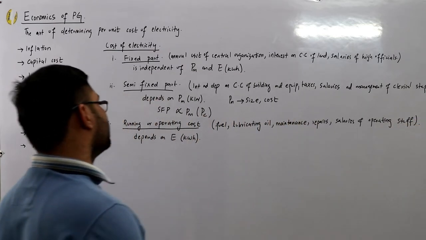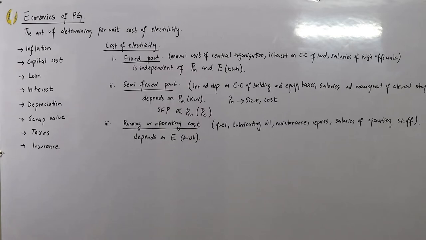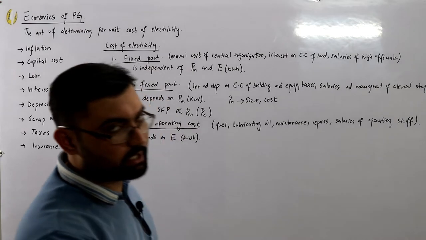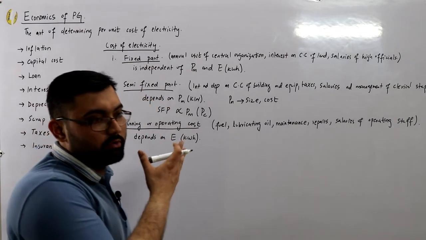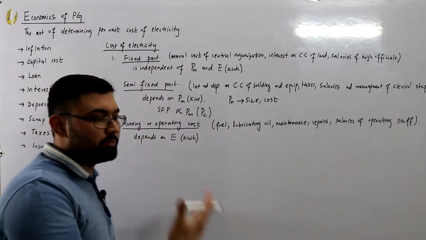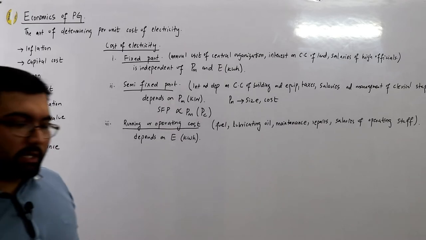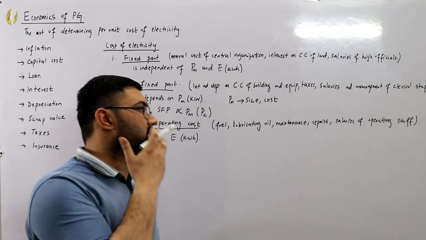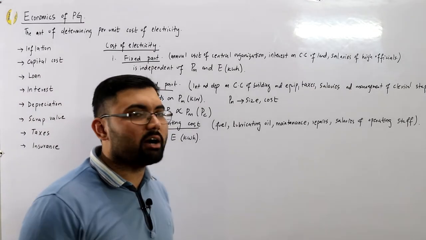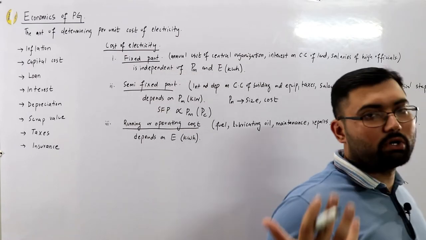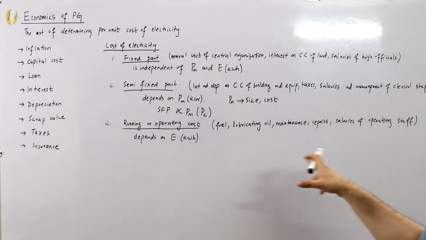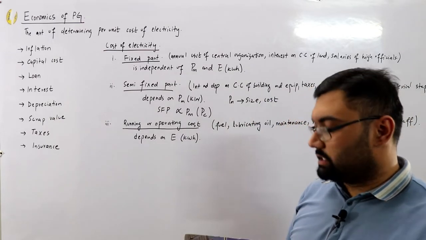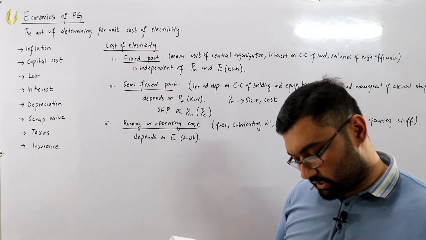So this is what is included. If you want to generate more units, you would need more fuel, more lubricating oil, and huge maintenance. Of course, the power plant would be active for more time and more work is carried out, so you need more repairs, more maintenance, and more operating staff, so more salaries for them also. These are all running or operating costs, and they depend on the energy units produced, directly proportional to them.